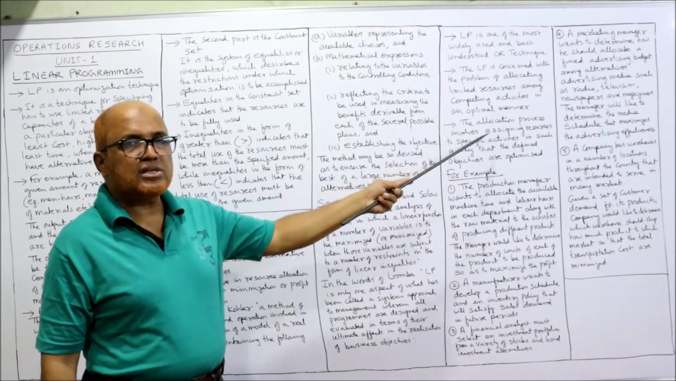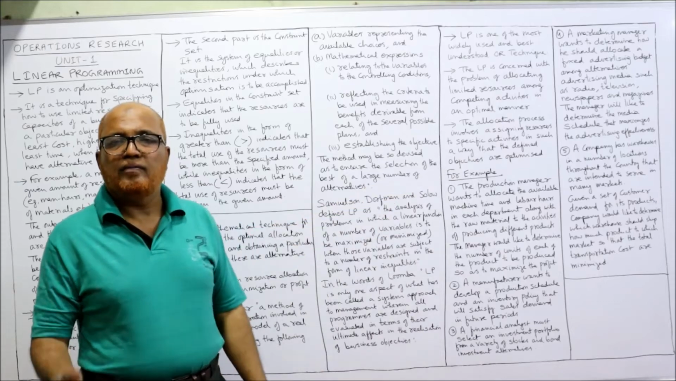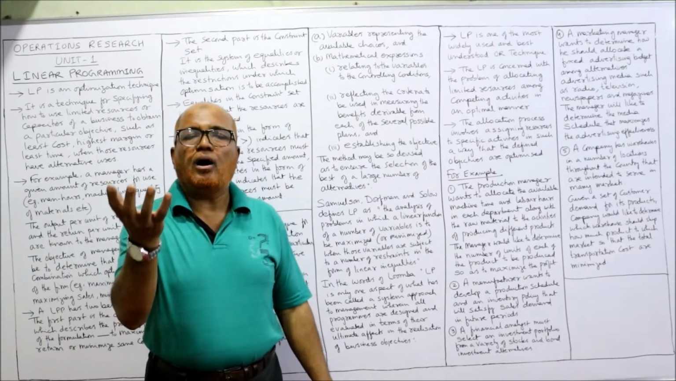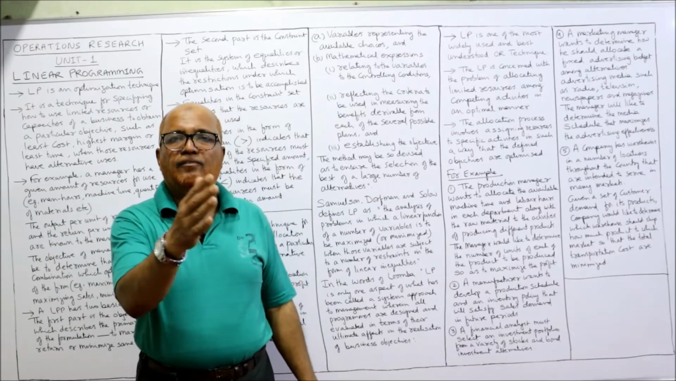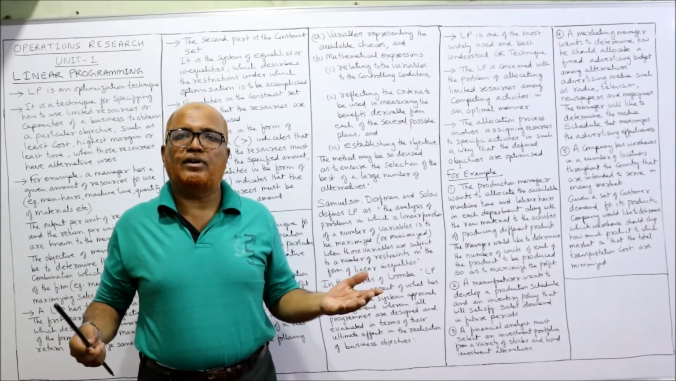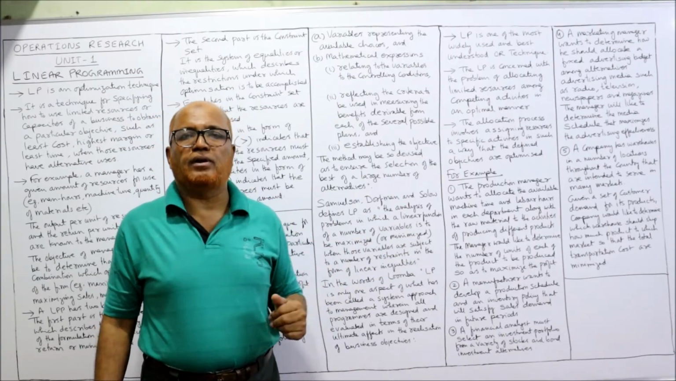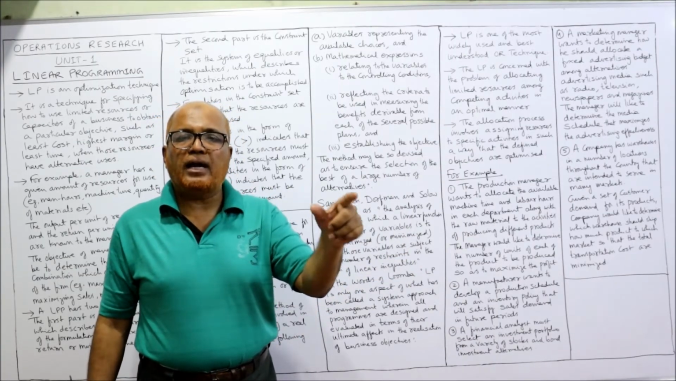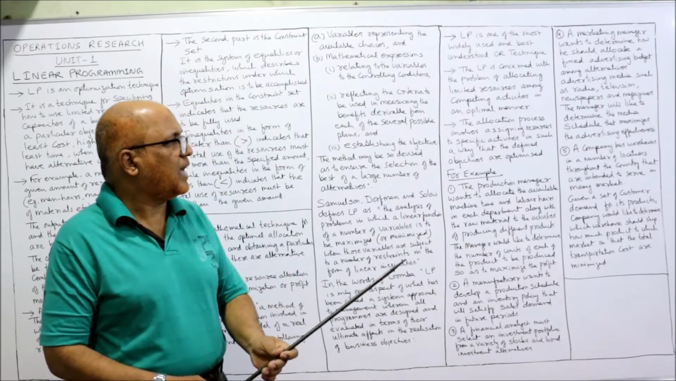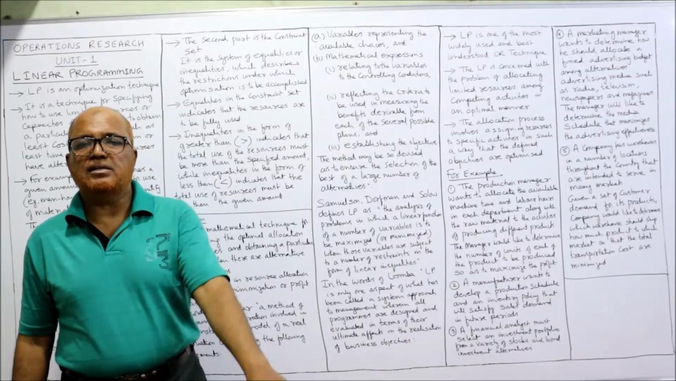The allocation process involves assigning resources to specific activities. That means material is there. How to allocate the material among different products? Because all the products are not equally profitable. Some products are more profitable, some products are less profitable. So how to allocate the resources among different activities in such a way that the defined objectives are optimized.